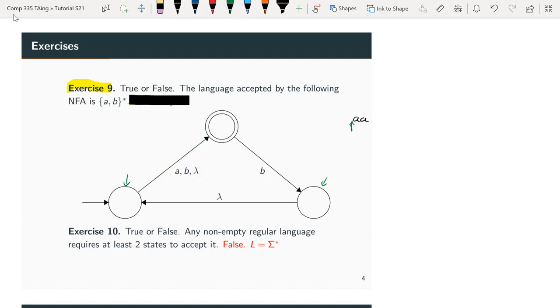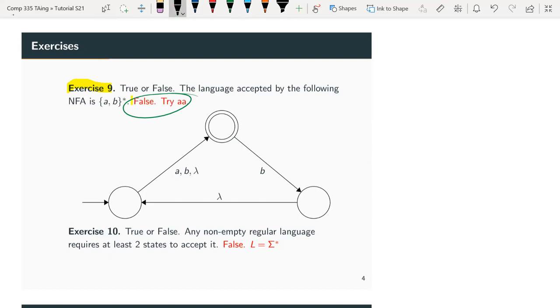And in the case where it does read A, the pointer moves one here, and it lands in this final state. But again, it still hasn't read the full string. And so again, by definition, because it hasn't fully read the string, it rejects this possible reading of the string. So in both cases, it's a reject. And so there's at least one string that gets rejected, meaning that the language accepted by this FA is not sigma star. So the answer is indeed false, right?